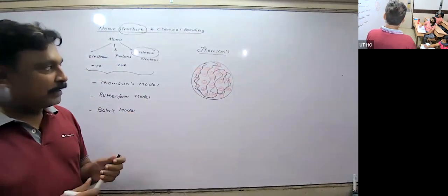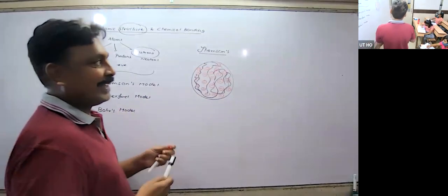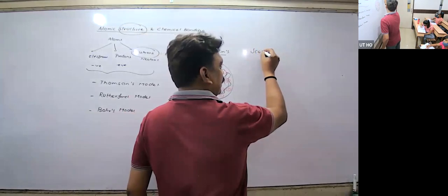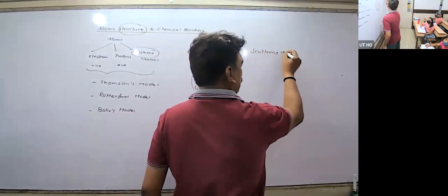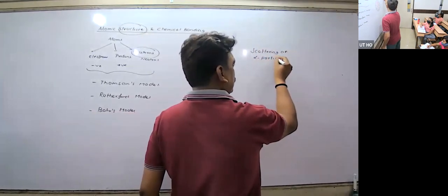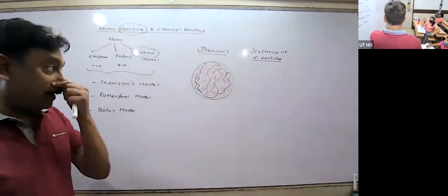Anyway, this particular theory lasted just a fraction of time, a few days. Why? Because at that time, this gentleman Rutherford was carrying out one experiment called the scattering of alpha particle experiment. What is this scattering of alpha particle experiment? Look at this carefully. First, what are alpha particles?